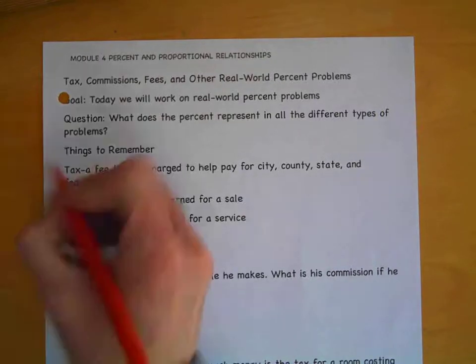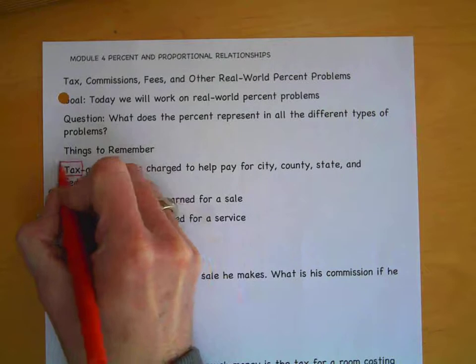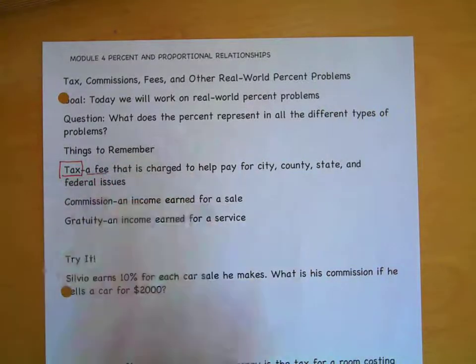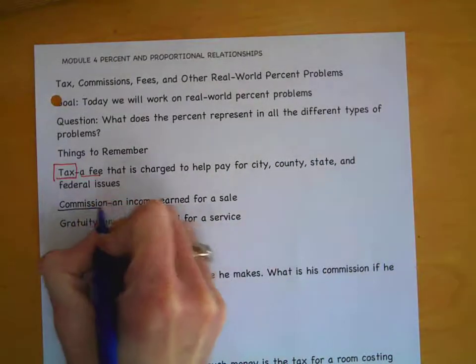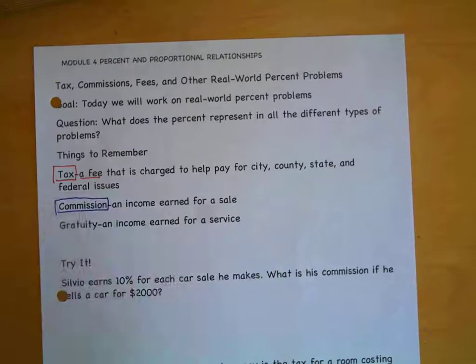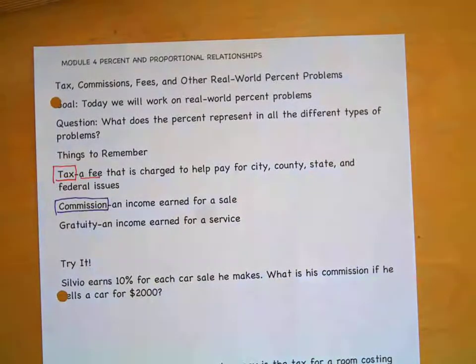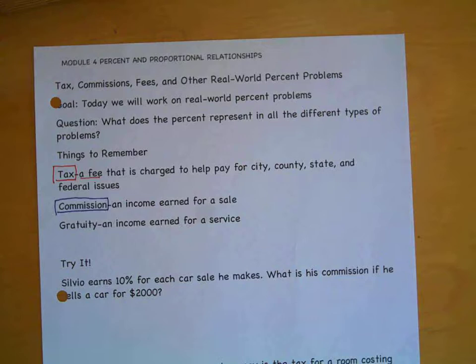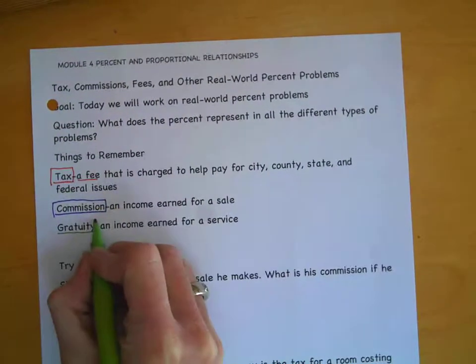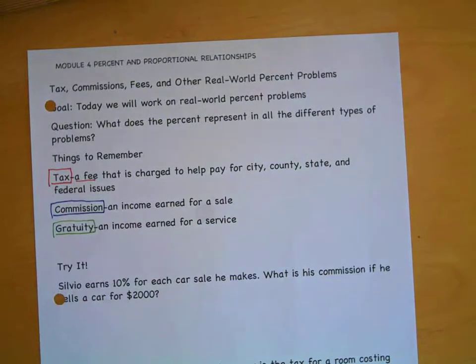So tax, you should be very familiar with tax. Tax is a fee that is charged to help pay for city, county, state, and federal issues. Commission is an income earned for a sale. So someone who sells things can typically earn commission. Gratuity, we have talked about gratuity quite a bit already this year. Gratuity is an income earned for a service.